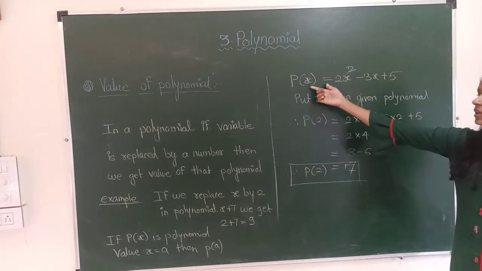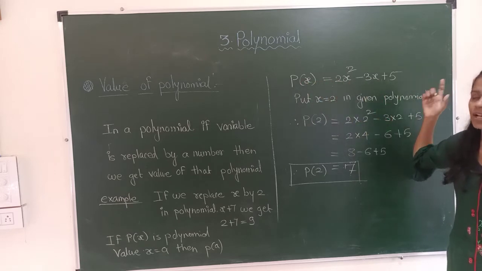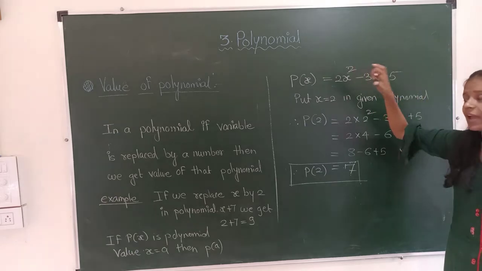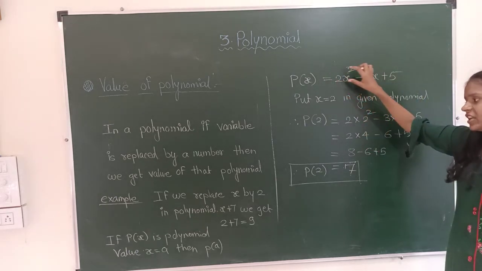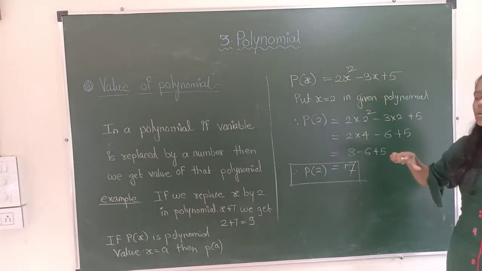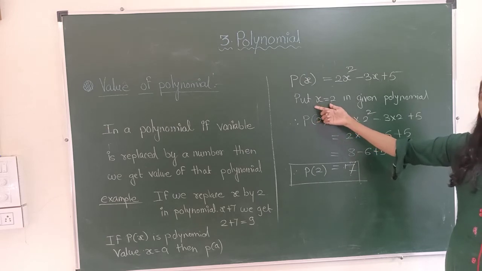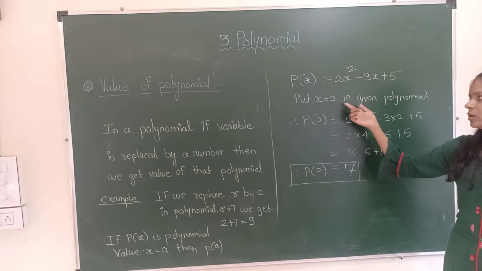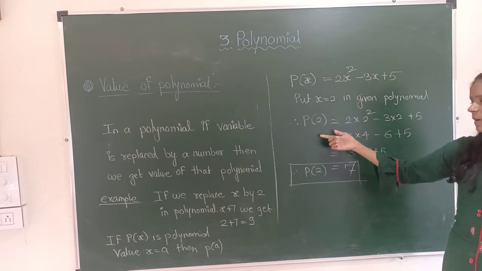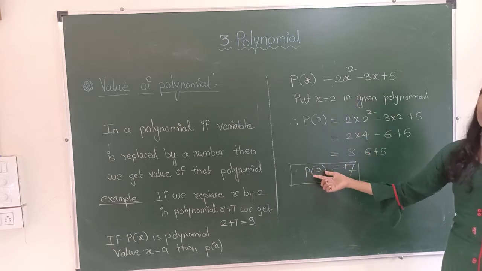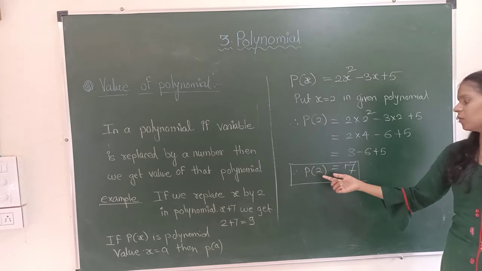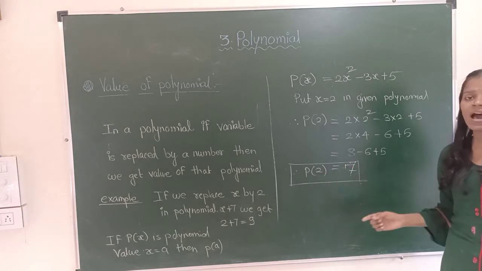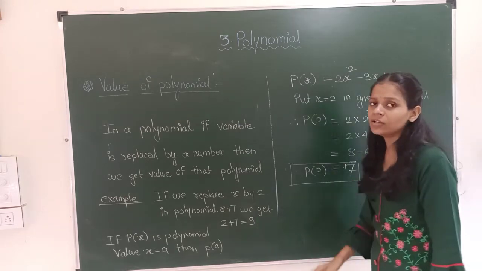In a polynomial, see, this is the given polynomial. If the variable is replaced by a value, okay, the variable is replaced by a number. We are replacing variable x by number 2, then we will get the value of the polynomial. We have replaced x by 2, then we got the value of the polynomial, P of 2 is 7. So this is how we can find the value of a polynomial.